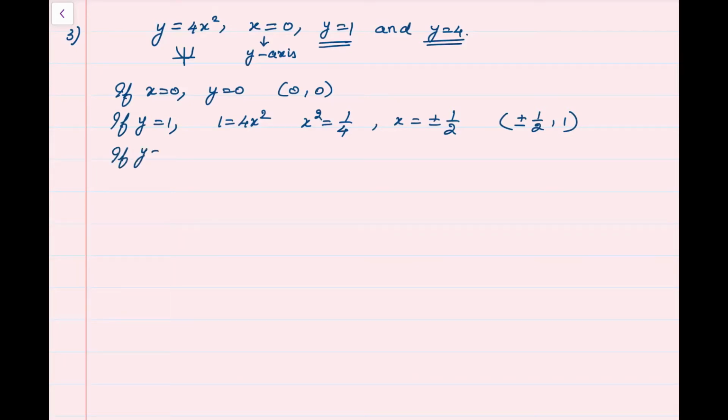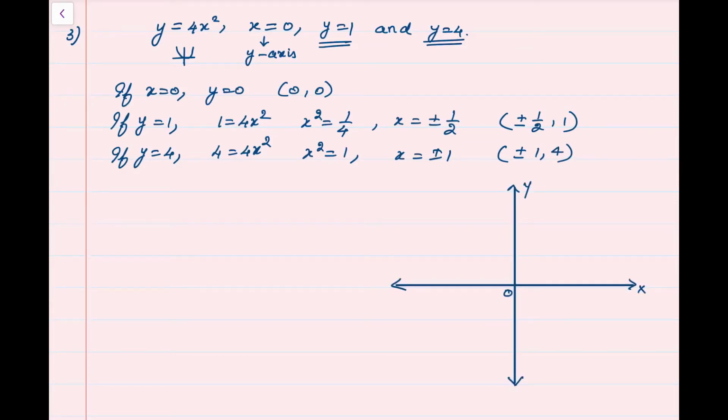If y is 4, 4 is 4x square. Therefore, x square is 1, x is plus or minus 1. The points of intersection are plus or minus 1 and 4. 0, 0 is the origin. Half, 1; minus half, 1; 1, 4 and minus 1, 4.